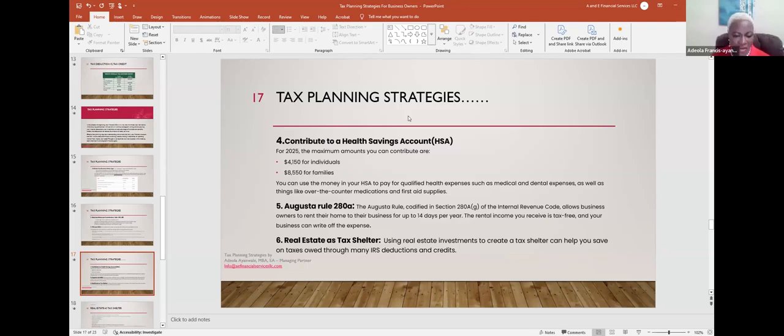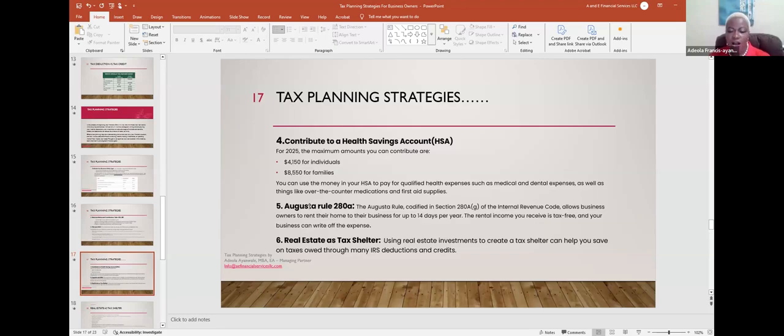All right. Another tax strategy is the Augusta rule, which we all know as Section 280A, where you actually rent part of your home as an office. For example, I'm presenting from my home. I can deduct this in my taxes because I'm doing this, it is tax deductible.